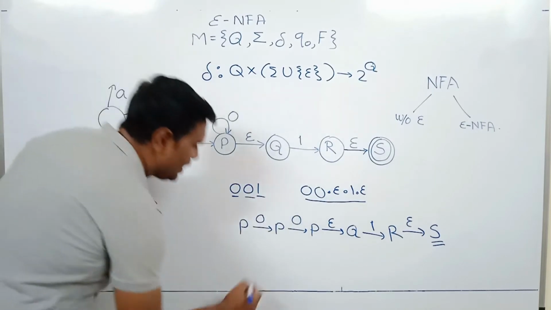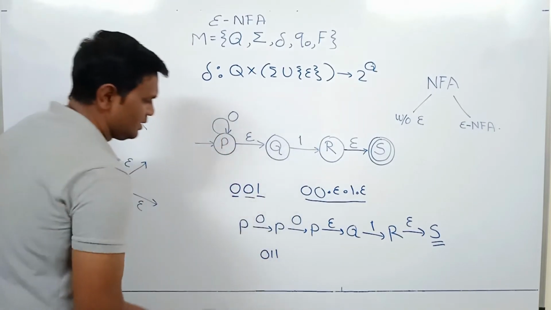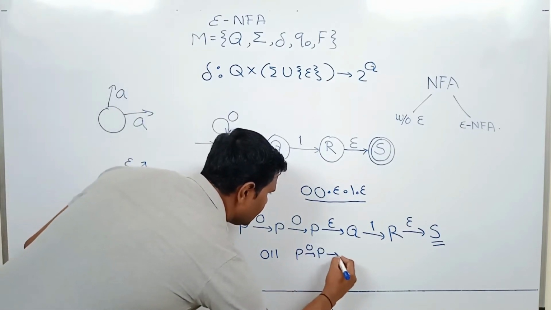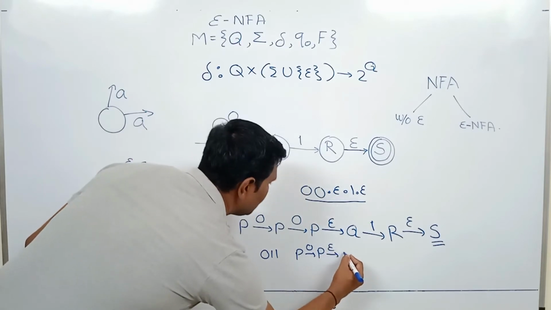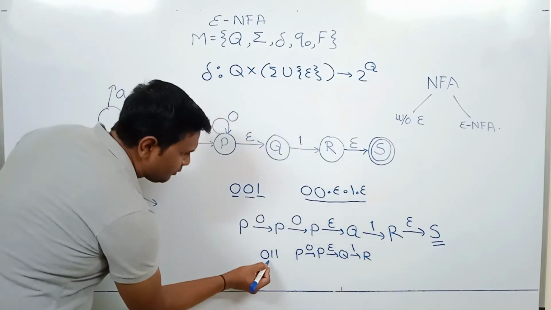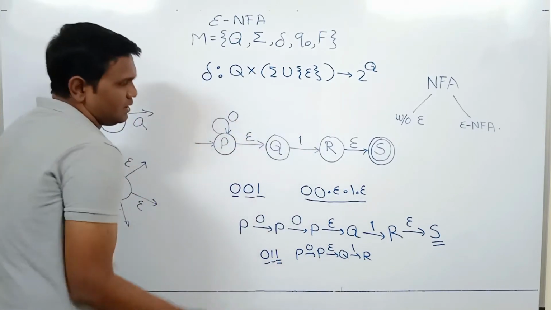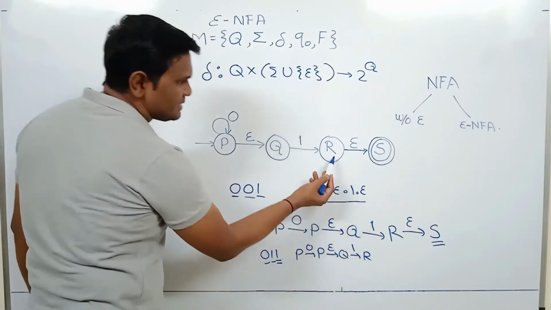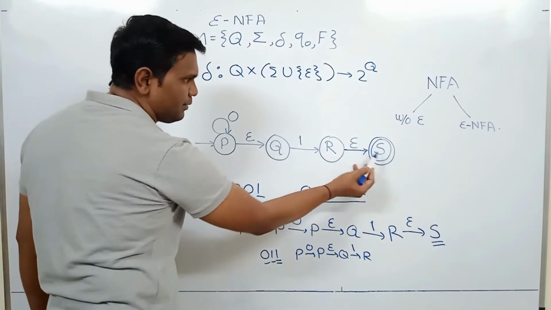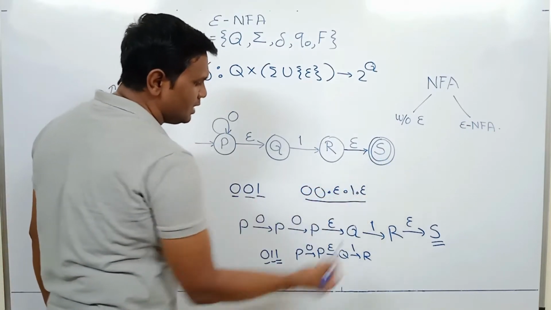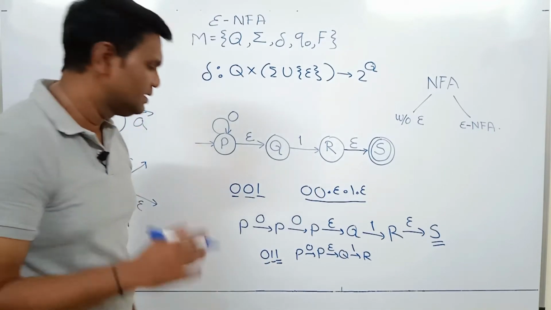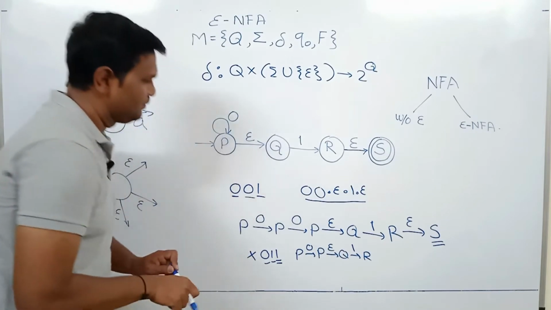so string 001 is accepted. If you consider string 011, then here P on 0 remains in P, then you can process epsilon, go to Q, then you process 1 and go to R. Now we have processed 0 and 1. For the last 1, we are in state R. Here also we do not have any transition for 1. Even if we process epsilon, we don't have a transition for 1. So for string 011, we do not have any transition sequence which ends in a final state. So this string is not accepted.